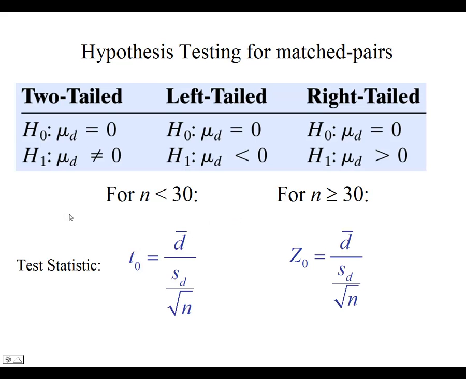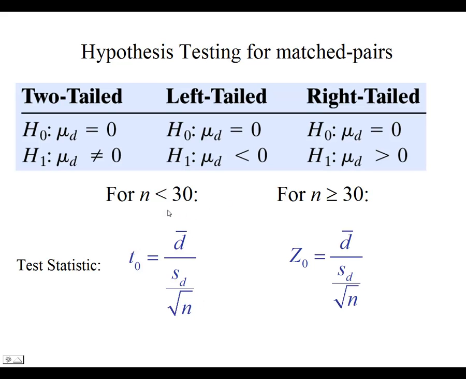So like all the other tests, we're going to have to calculate the test statistic. The test statistic is exactly the same. We're using all the parts from the confidence interval. The mean of the differences divided by the standard error, which is going to be the standard deviation over the square root of n.